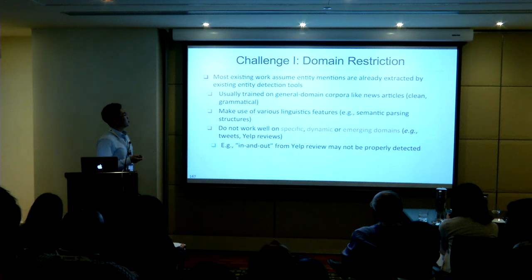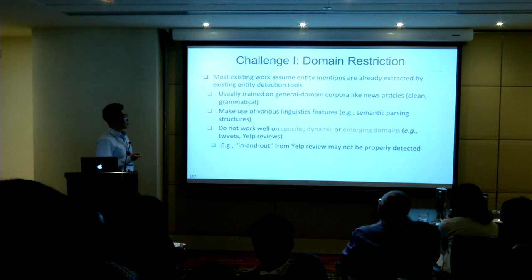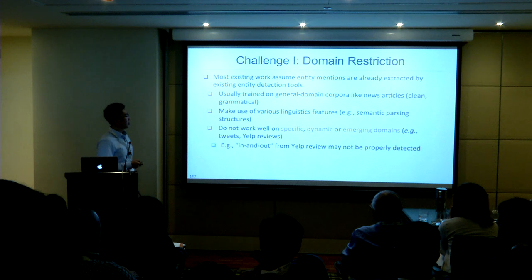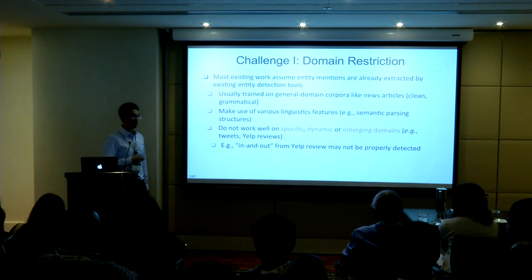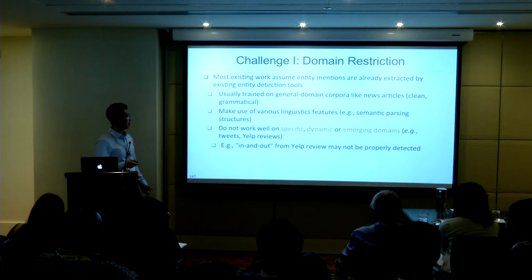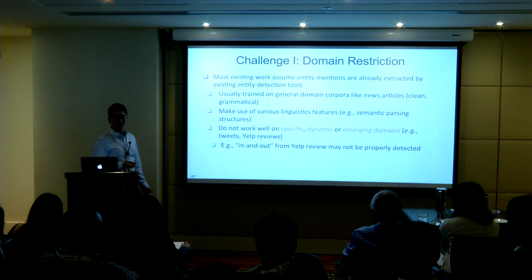Many of these noun phrase chunkers are trained on general-domain corpora, like news articles, which are clean and grammatical, and can then be applied to things like Yelp reviews or tweets. And training this classifier already makes use of different linguistic features, like the semantic parsing trees. So what if these features are already not effective? Then what is the meaning of this training process? If we really look at a specific dynamic or emerging corpus, we are wondering whether we need to propose something even better for extracting the entity mentions.